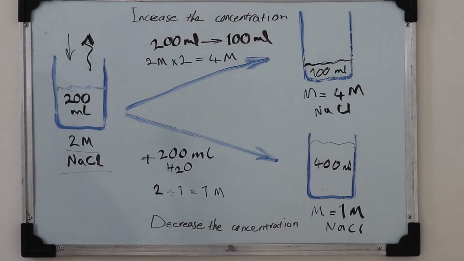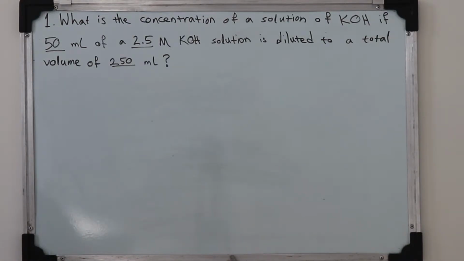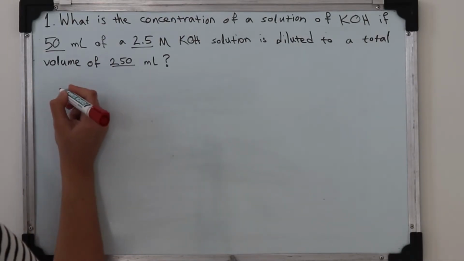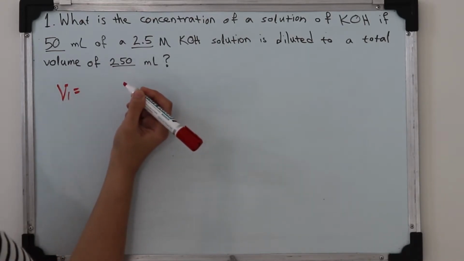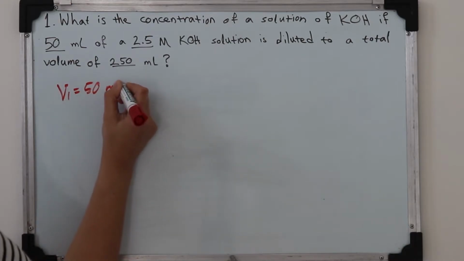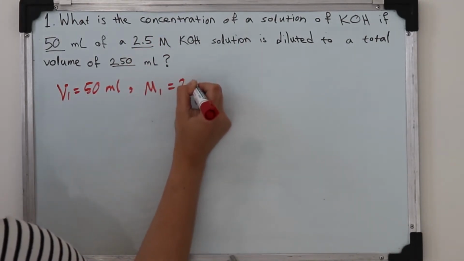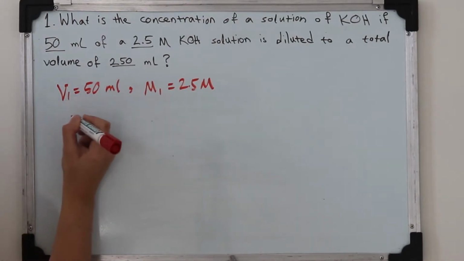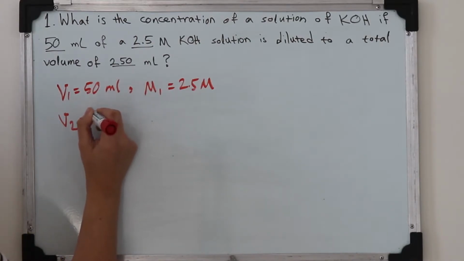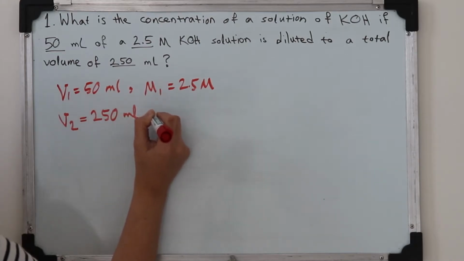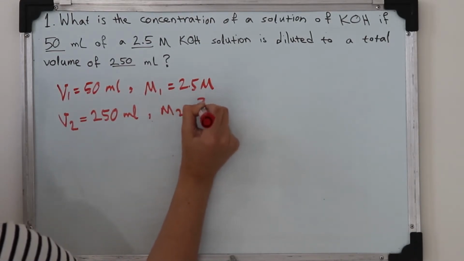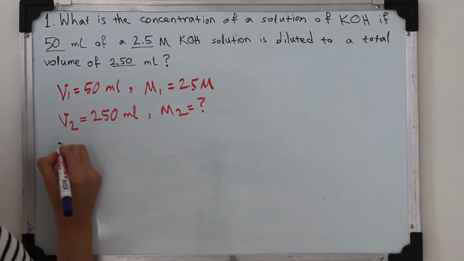Now let's work on a few problems. Number 1, what is the concentration of a solution of KOH if 50 milliliter of a 2.5 M KOH solution is diluted to a total volume of 250 milliliter? Okay, here we have our V1, which is 50 milliliter, and we have M1, which is our initial concentration, which is 2.5 M. We also have our V2, which is our final volume, 250 milliliter, and we don't have M2.